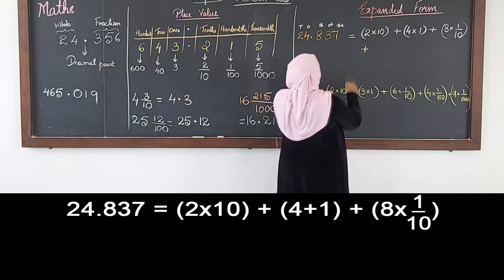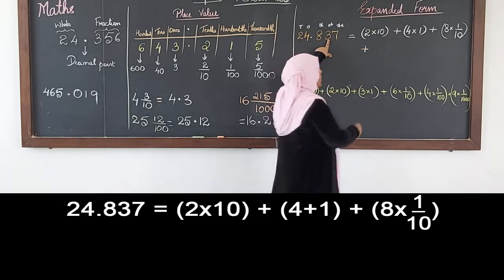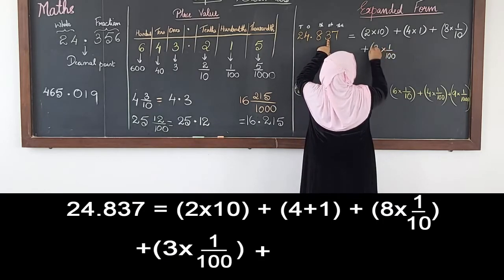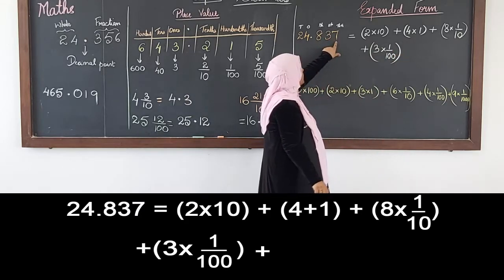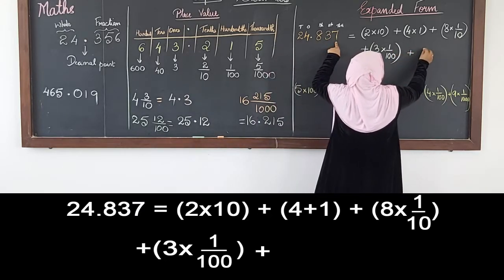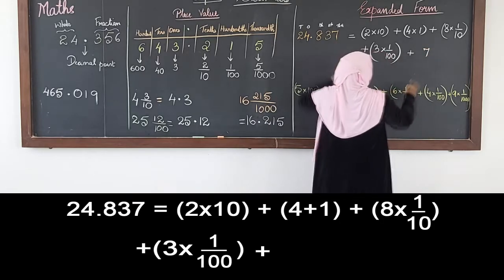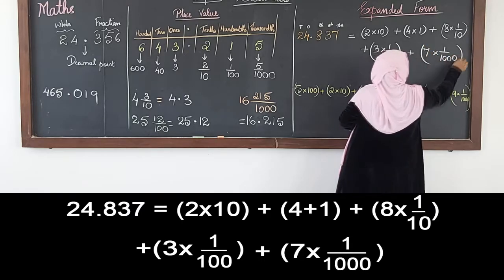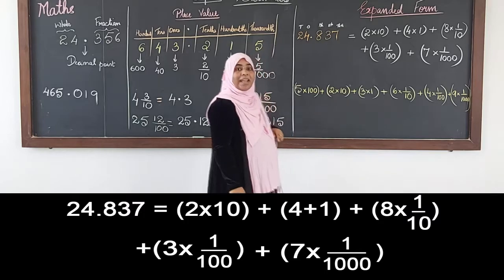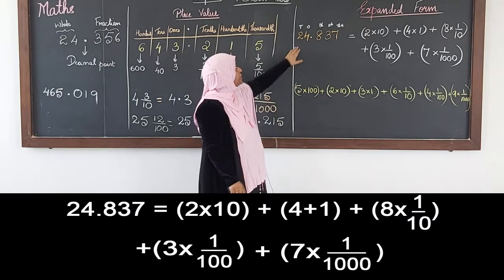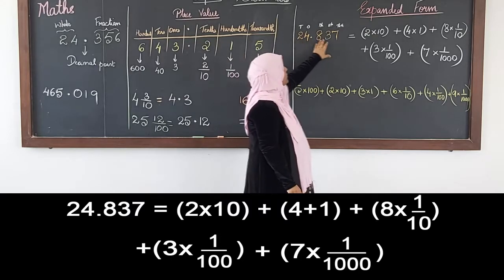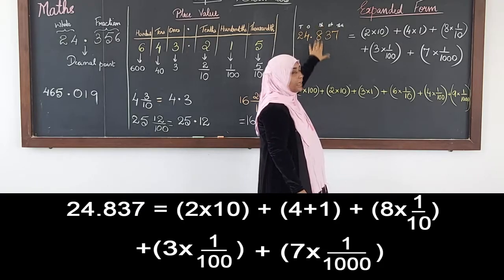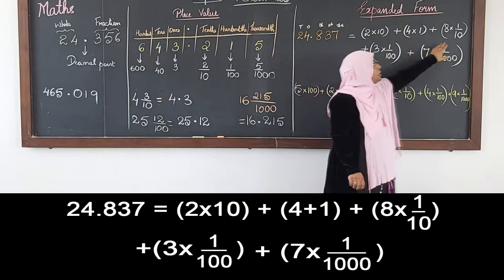Then next we have 3 in the 100th place. So 3 parts are selected out of 100 parts. Then next we have 7 in the 1000th place, 7 into 1 by 1000. Okay, so this is how we expand a decimal number. First we expand the whole number part, and when we are expanding the decimal part or the fractional part, we have to see in which place it is, and how many parts we have to write accordingly.